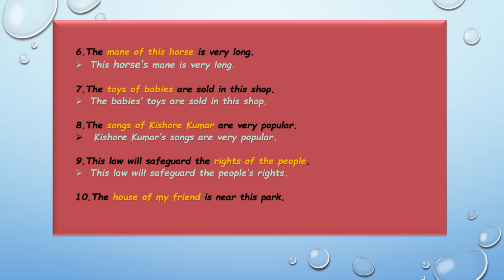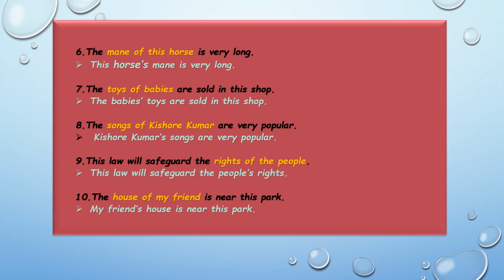Number 10. The house of my friend is near this park. The house is of my friend, and my friend is a singular noun. So we will add apostrophe S. My friend's house is near this park. Okay children, I hope you understood.